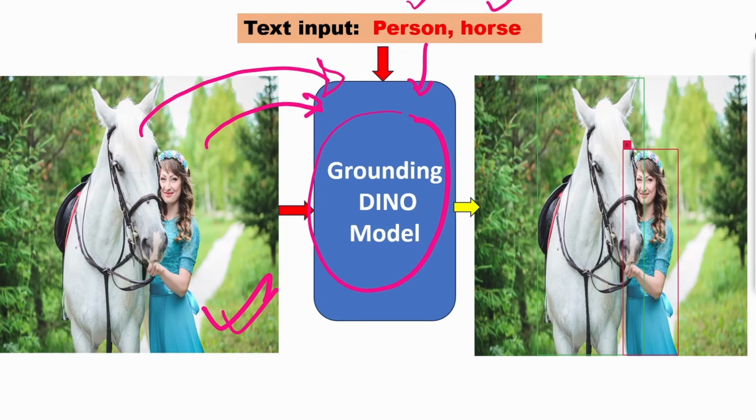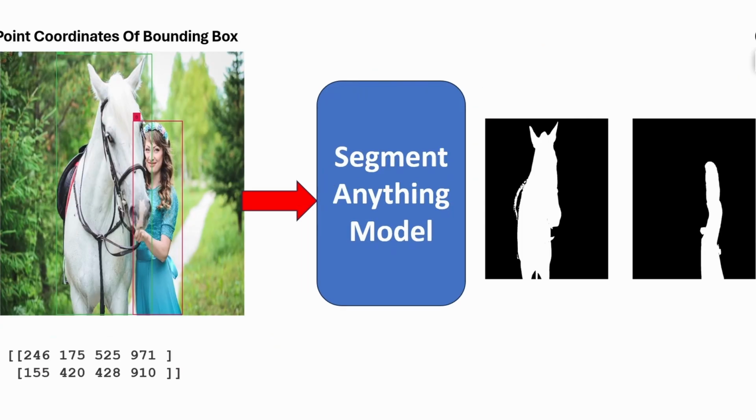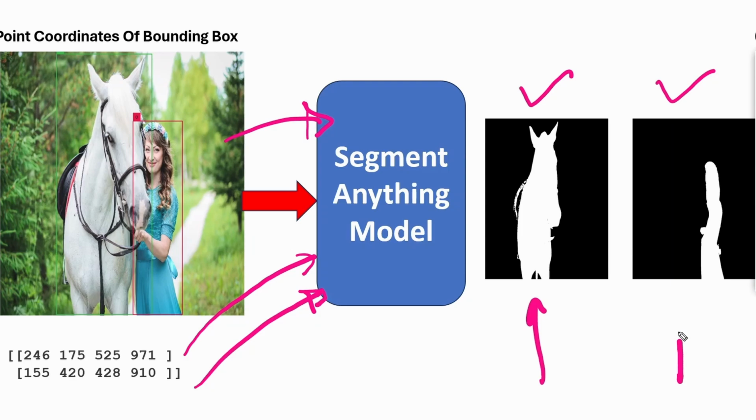Then we send this bounding box information, or bounding box coordinates, to the SAM model, or Segment Anything Model. The Segment Anything Model will generate masks for these detected objects. Here you can see the example. If we send this original image and the point coordinates of the bounding boxes of the two detected objects to the Segment Anything Model, then the SAM model will generate two separate masks of these detected objects. Basically, using these two masks, we can extract the detected objects from the image.